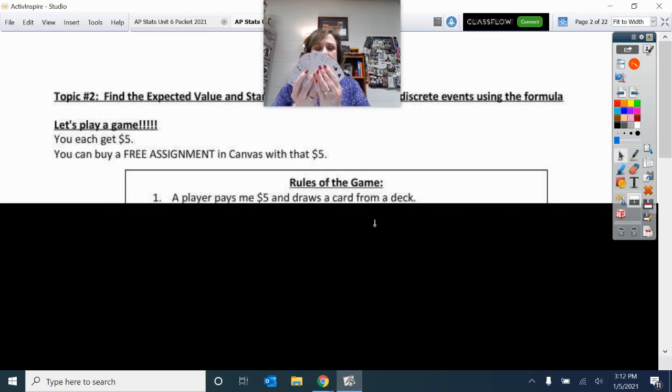Here I have a full deck of cards. I probably need to check these out before tomorrow and make sure that it is a full deck because I'm not trying to be tricky here. Okay. So what happens is you have to pay me $5 to play. So somebody comes up, decides that they want to play this game. So everybody's starting with $5. So essentially, I'm giving everybody one free assignment for this unit. So that's cool. Okay. So everybody gets one free assignment. We're starting off with that.